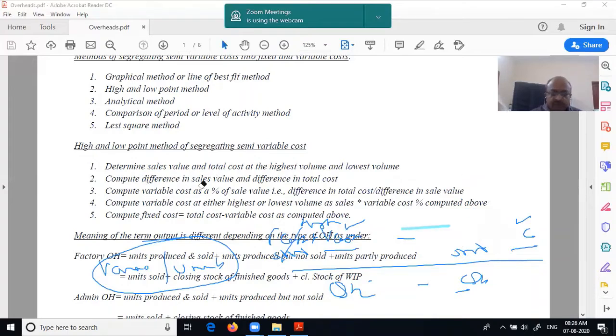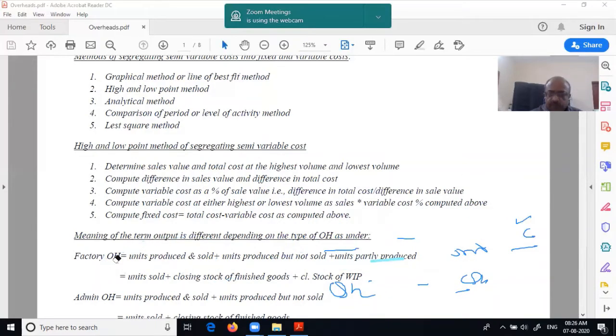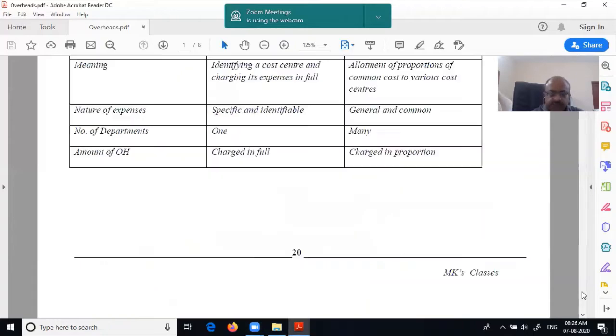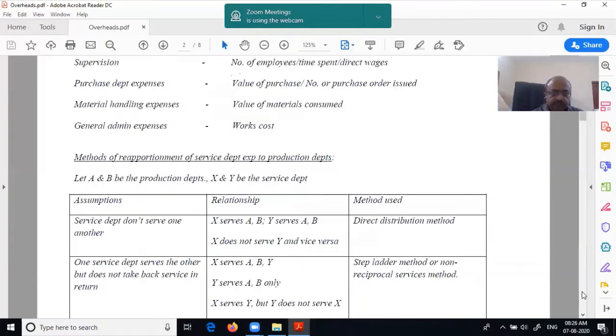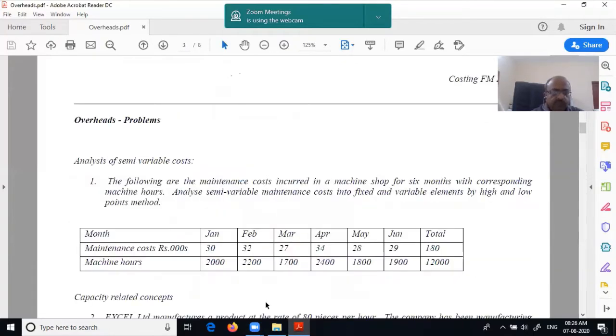So that is one of the types of problem. This problem number 1 is that only. So let me just go to problem number 1, discuss that, and then come back. Following are the maintenance costs in a machine shop for 6 months with corresponding machine hours. Analyze semi-variable maintenance cost into fixed and variable.